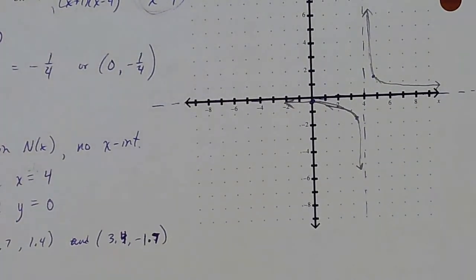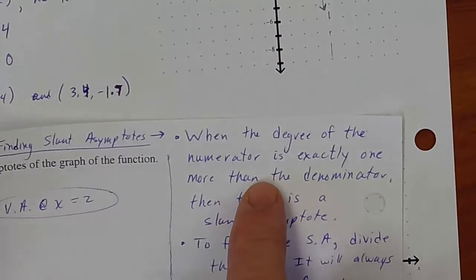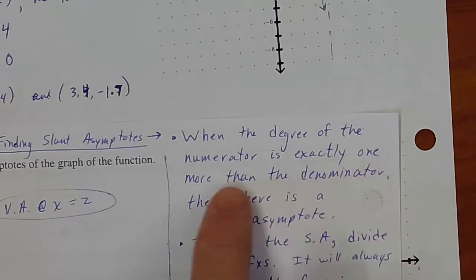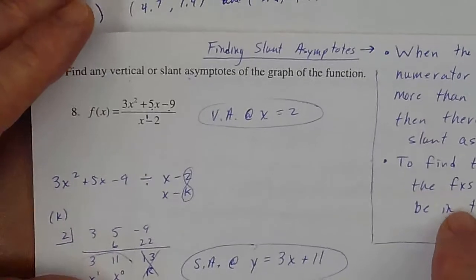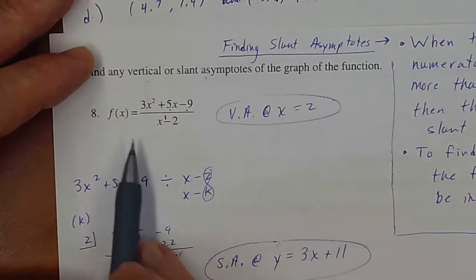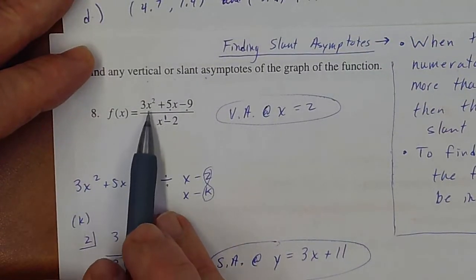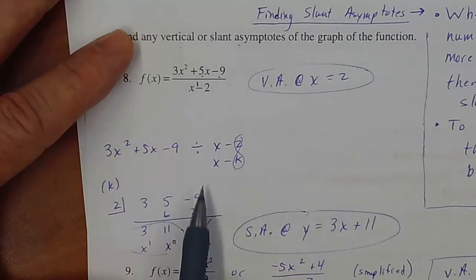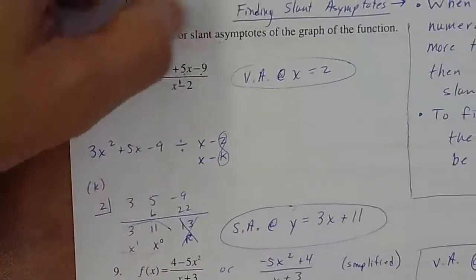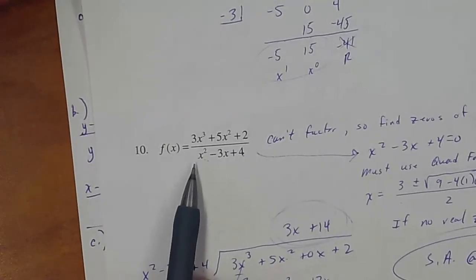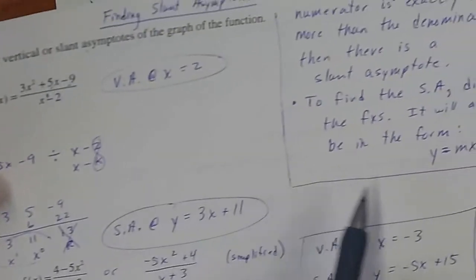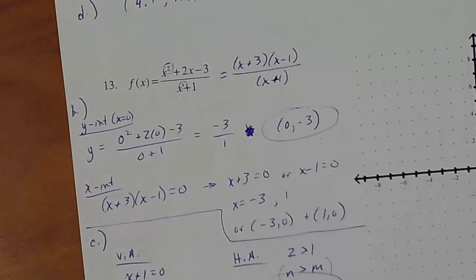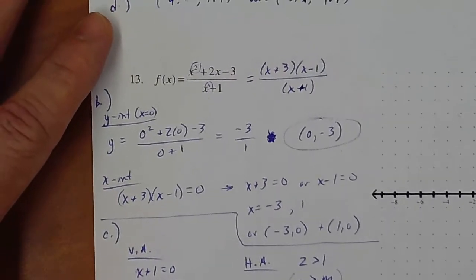Before you try to finish the last one, here's a reminder. When the degree of the numerator is exactly 1 more than the denominator, there is a slant asymptote. On December 17th and 18th video, we covered this. So that happened here. So how do you find it? You divide the functions. If synthetic division is an option, great. Do it. If not, you've got to use long division. So that's the scenario you're going to have on 13 for the slant asymptote.